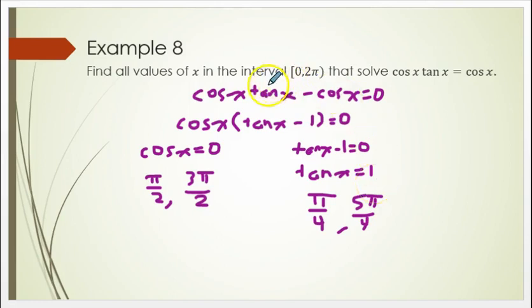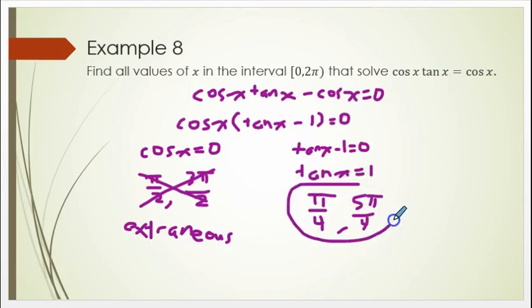But since I have a tangent in the original equation up here, I have to eliminate my answers of pi over 2 and 3 pi over 2. Those are extraneous, so I do not include them as part of my final answer. So the answers I would be circling in this problem are just the pi over 4 and 5 pi over 4.